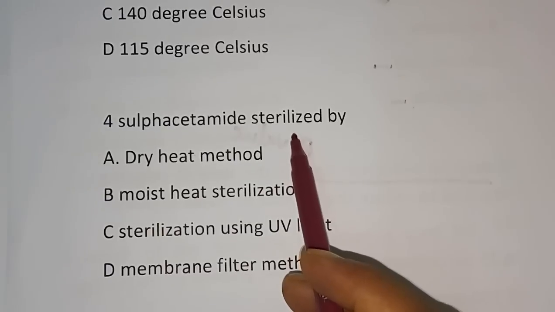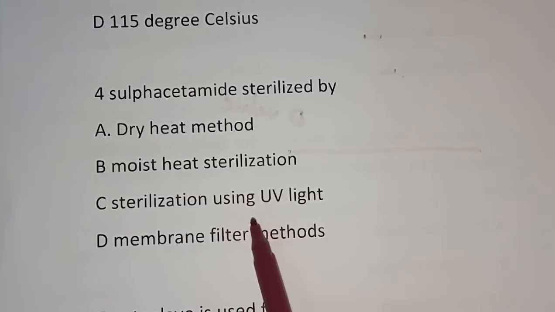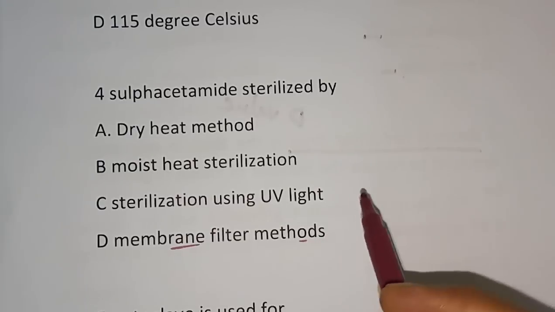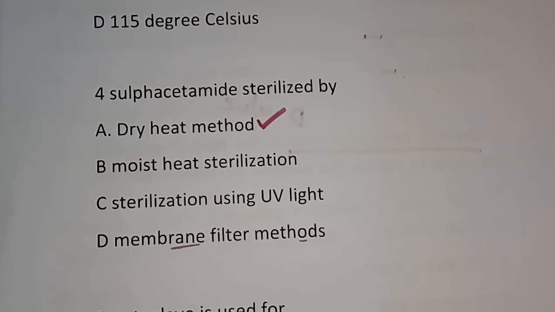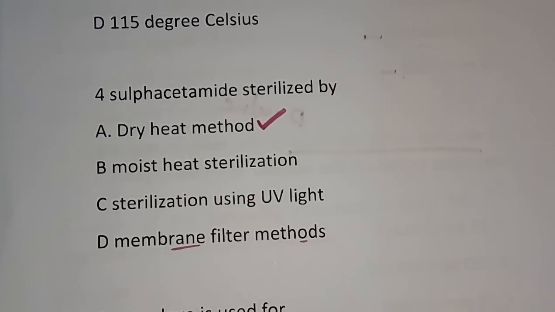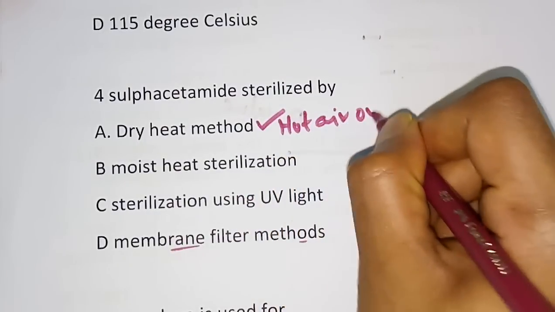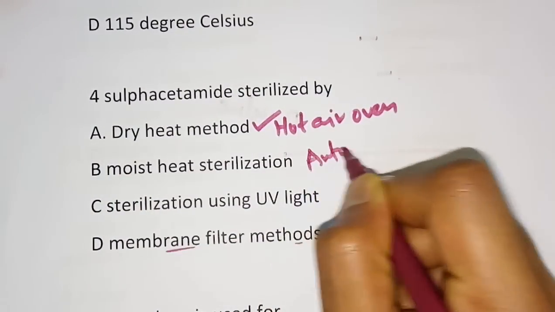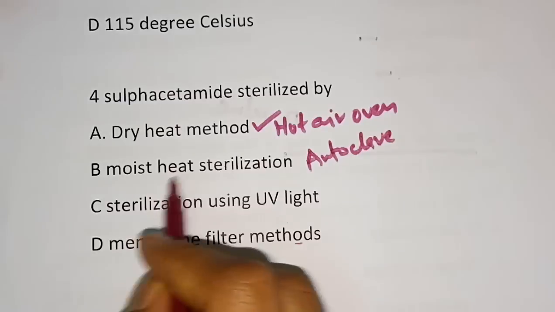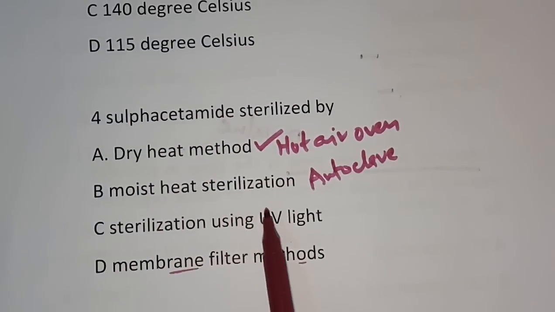Sulfacetamide is sterilized by. Options are dry heat sterilization, moist heat sterilization, sterilization using UV light, option D, membrane filter method. The correct answer for this one is option A, dry heat sterilization. Hot air oven is used for dry heat sterilization, but autoclave is used for moist heat sterilization. In dry heat sterilization, 160 degrees Celsius for 2 hours.